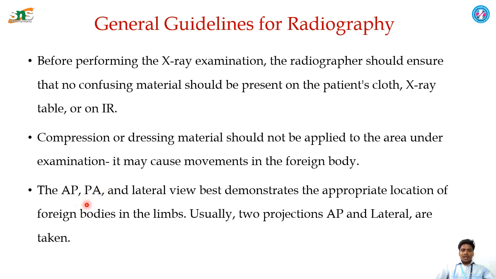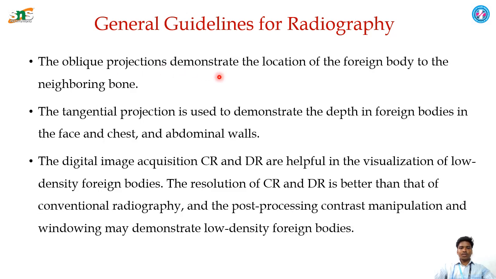The AP anteroposterior, PA posteroanterior and lateral views best demonstrate the appropriate locations of foreign bodies in the limbs. Usually two projections, AP and lateral, are taken. The oblique projections demonstrate the location of the foreign body relative to the neighboring bones, like foot oblique or hand oblique.